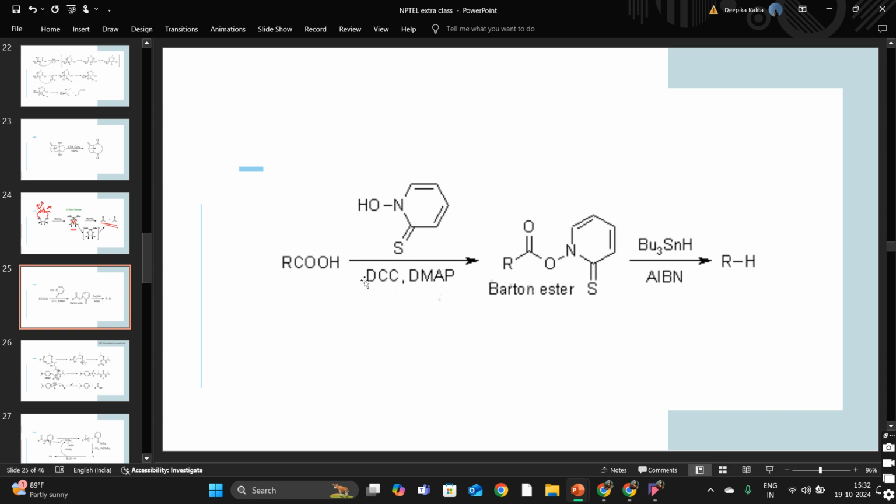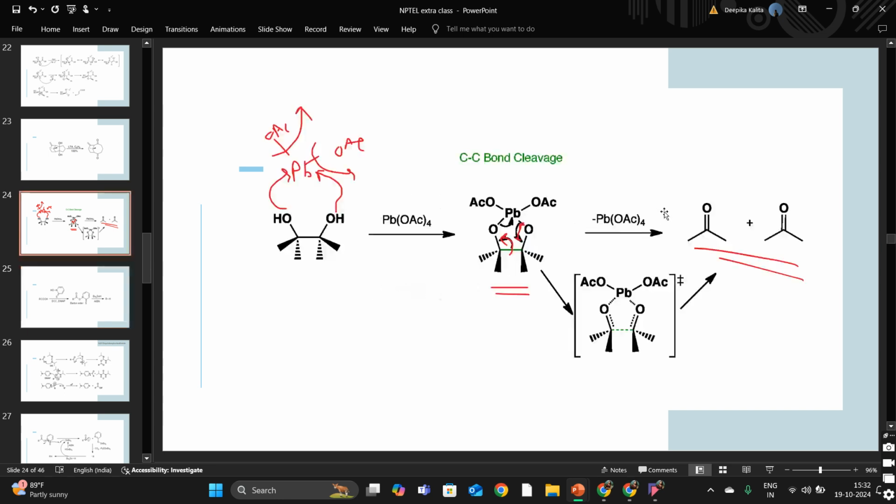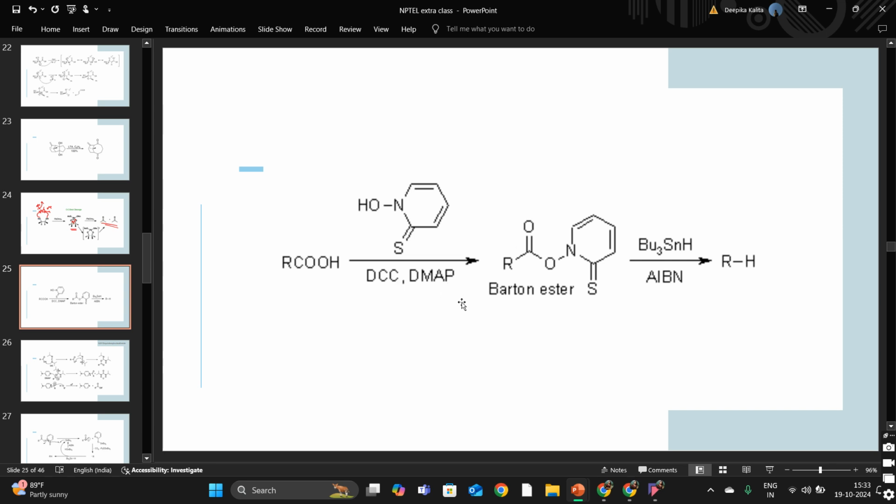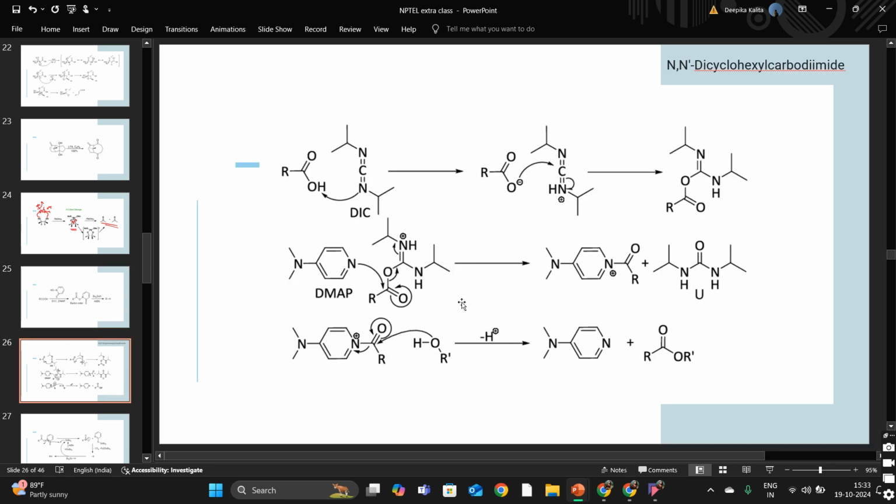The DCC is given in the reaction conditions, which is nothing but dicyclohexylcarbodiimide, and it is going to have a structure of this type. It is just that in place of the isopropyl groups, we are going to have cyclohexyl substituents, and the rest of the carbodiimide part will be the same. And DMAP is used in the reaction. We are going to see how DMAP also takes part in the reaction.